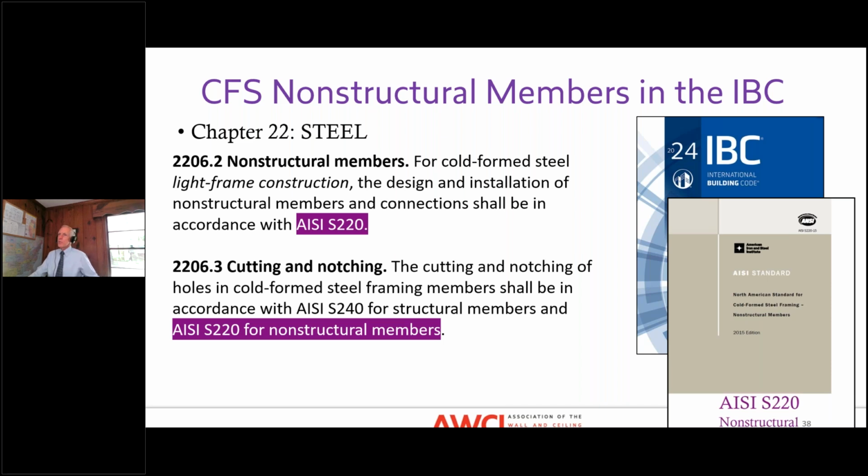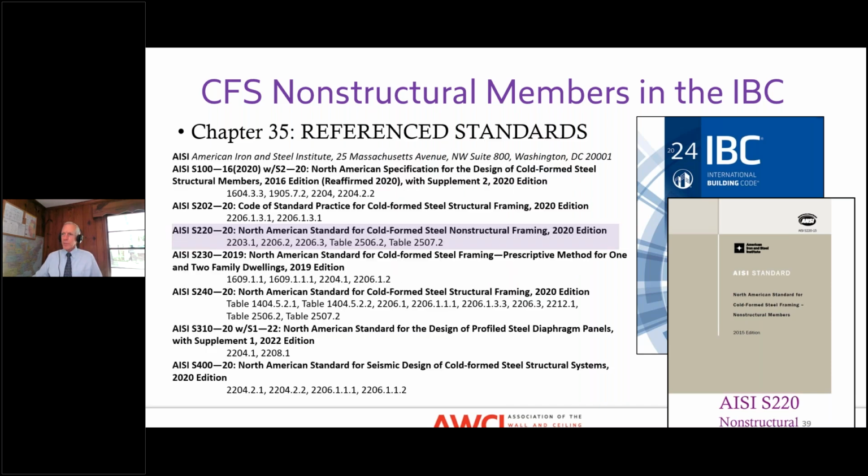Non-structural members for cold-formed steel light frame construction. The design and installation of non-structural members connections shall be in accordance with AISI S220. And it also, when it comes to 2206.3 with cutting and notching, it references S240 for structural and S220 for non-structural. Back to Chapter 35.